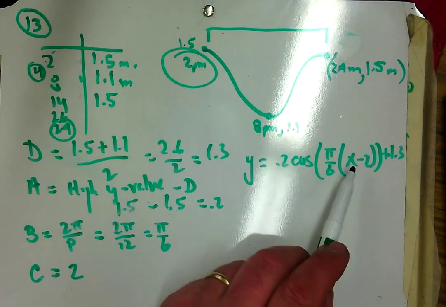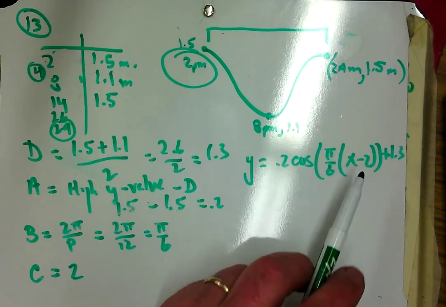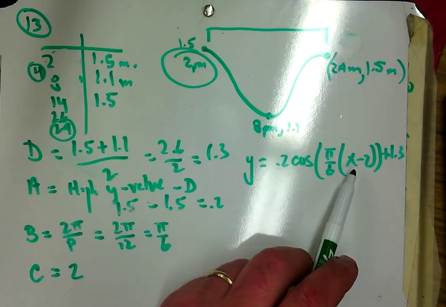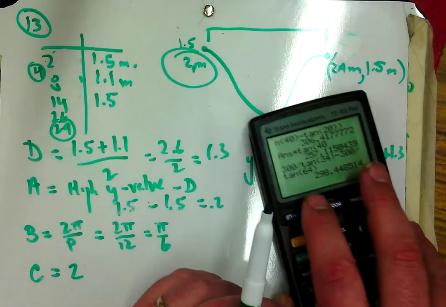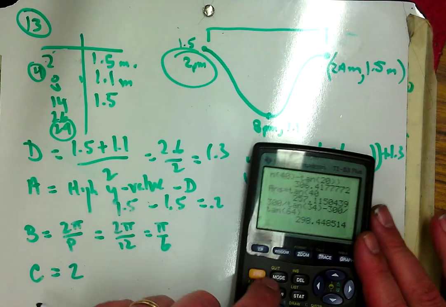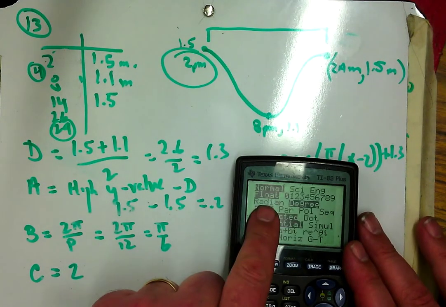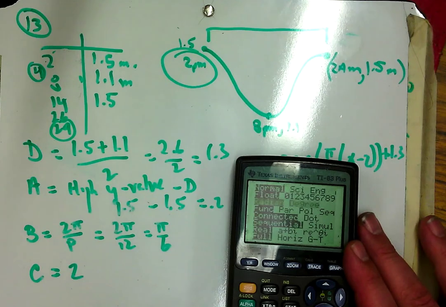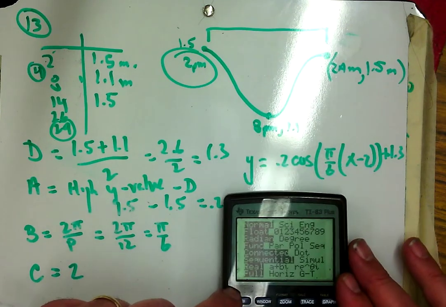I want to plug a 4 into here to find the depth at 4 p.m. on the 19th, and I want to plug a 29 in here to find the depth at 5 p.m. on the 20th. And I'm going to do this with my calculator's table feature. That'll be a lot faster. Make sure your mode is in radians because you're graphing a trig function.